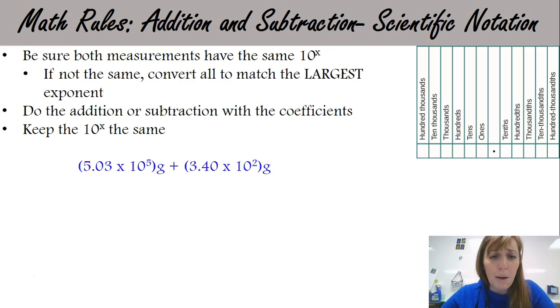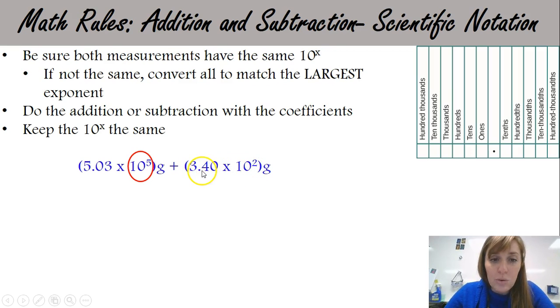So here's a practice problem. If we look at our 10 to the x, I've got 10 to the 5th and 10 to the 2nd. Those are not the same. So which one is bigger, 5 or 2? 5 is bigger, so this is the goal. We need to make this measurement now have 10 to the 5th. So we need to evaluate our 3.40.